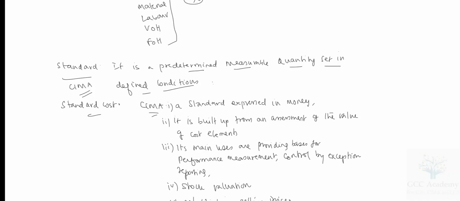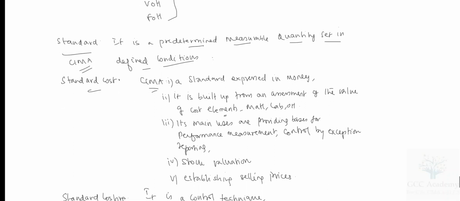Then what is a standard cost? CIMA defines standard cost as a standard expressed in money, and it is built up from an assessment of the value of cost elements. So the cost elements we are talking about are material, labor, overheads, etc. And its main uses are providing a basis for performance measurement, very important. So when you use standard costing, use it for the purpose of performance measurement.